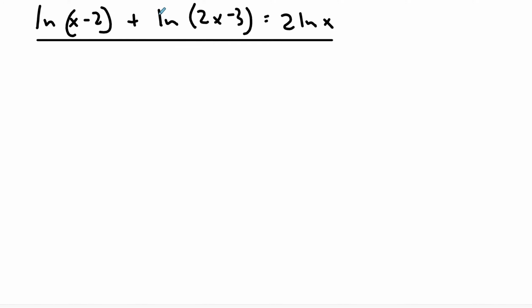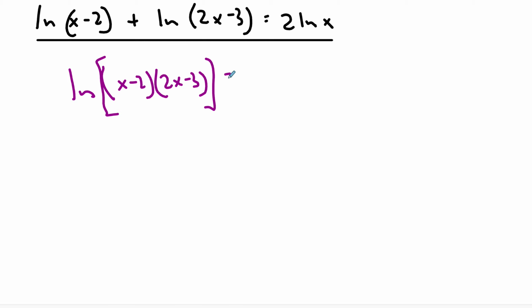Now, this is where we can use some of our properties to help us out. So first off, I see a couple of things going on. Natural log plus natural log. So I could combine these two into a single natural log of x minus 2 times 2x minus 3, right? Equals, for this one, I could bring the exponent up, so it'd be the natural log of x squared.